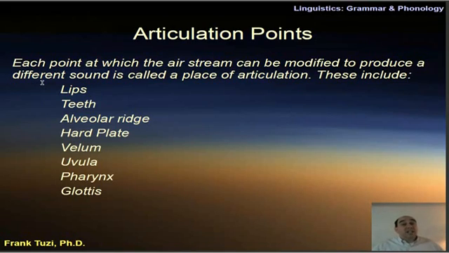When you look at the articulation points, the places where we actually press things and move things, we're going to need to be able to memorize what these are. They'll be on the test at some point. Each point at which the airstream can be modified to produce a different sound is called an articulation point. So any place where we can modify the airflow: the lips, the teeth, the alveolar ridge, the hard palate, the velum or velar region, the uvula, and the glottis. Again, we're not using the pharynx, although that may be on the test. So these are all places where we can modify how the sound comes out of our mouth.